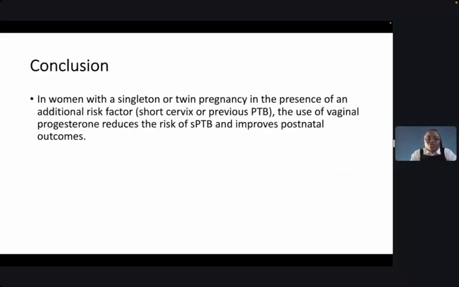So in conclusion, by looking at all these different bodies, what we can gather is that most of the bodies recommend vaginal micronized progesterone for women who present with a singleton or even twin pregnancy, but there must be some sort of risk factor like short cervix. Even if the reduction is less in some of the randomized controlled trials that we have seen, it shows that progesterone in such a subset of patients does reduce the risk of spontaneous preterm birth, and also improves postnatal outcome. Thank you.